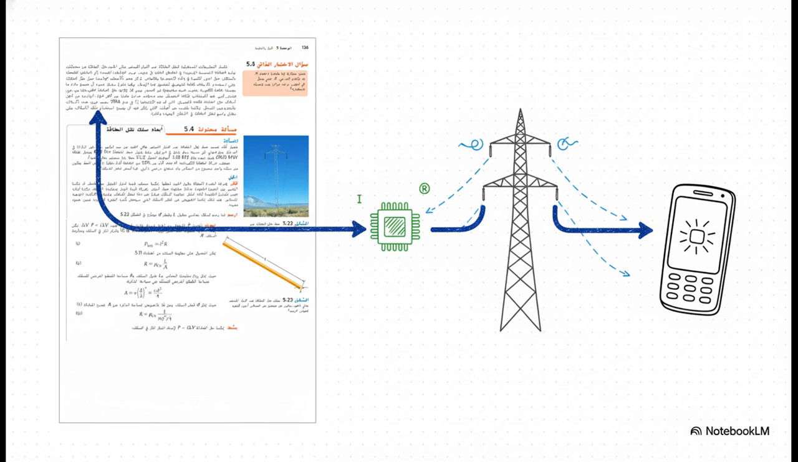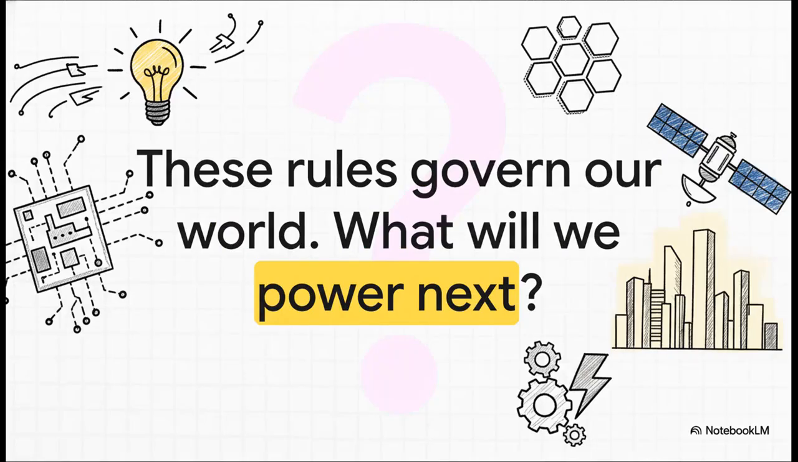So, there you have it. We've gone from the invisible flow of charge inside a single tiny wire all the way to the incredible engineering that makes our global power grid possible. And everything from the processor in your phone to these giant transmission towers, it's all governed by the same fundamental principles of current and resistance. It's really kind of mind-blowing to think that these simple, elegant rules are the foundation for our entire modern technological world. It really makes you wonder, as we get better and better at using these forces, what's next? What new technologies, what new futures are we going to power up next?